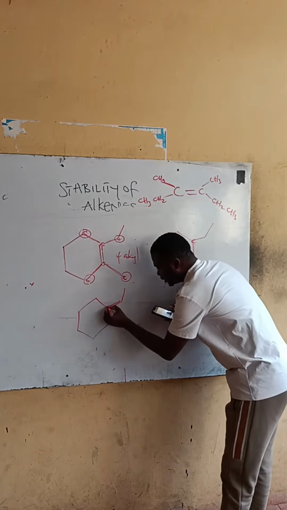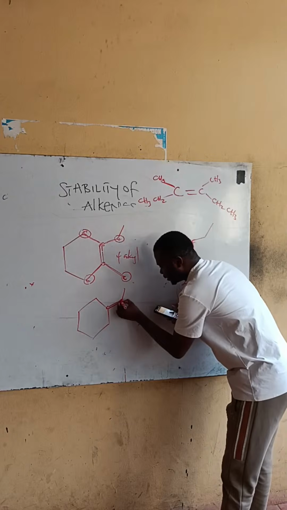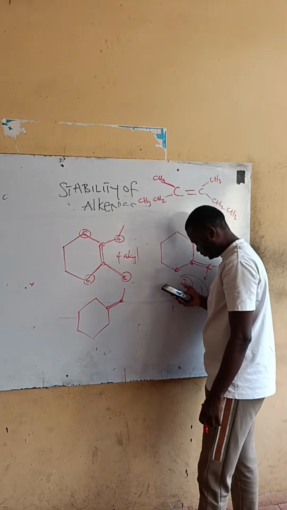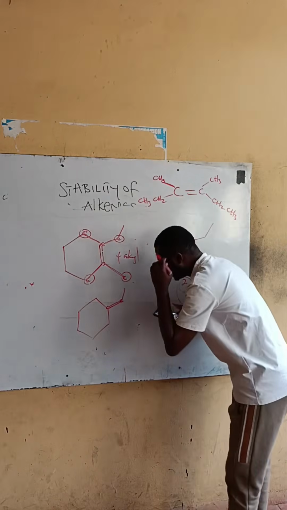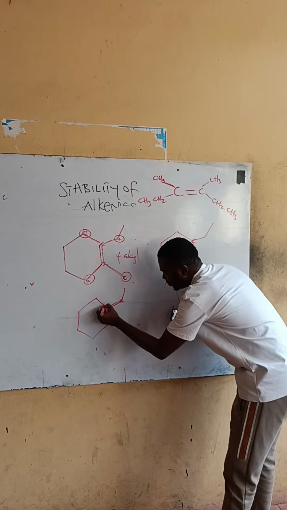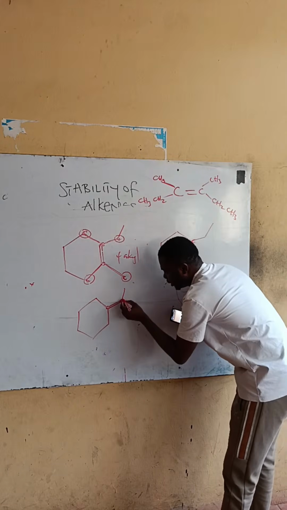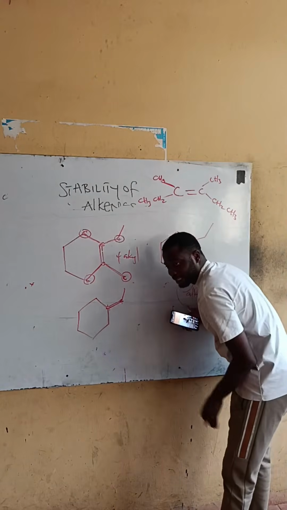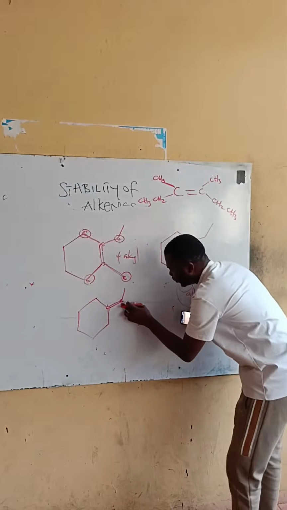This is the C that is attached to another C. This is C double bond C. Do you all agree? Now, if this is the C double bond C, look at what we have here and what we have here. Then look at this carbon. So I'm going to be looking at this carbon and this carbon, and this carbon is my target. Is that okay?